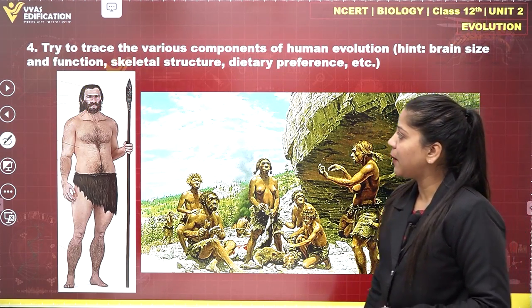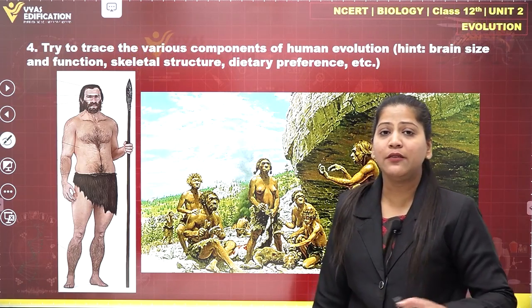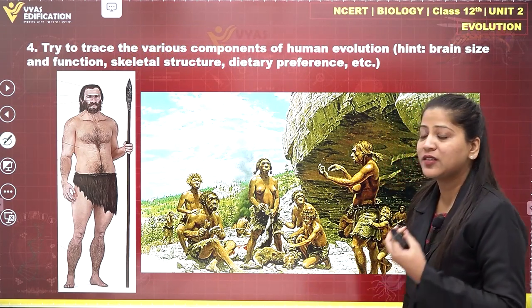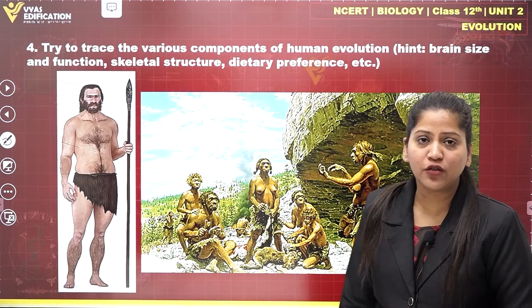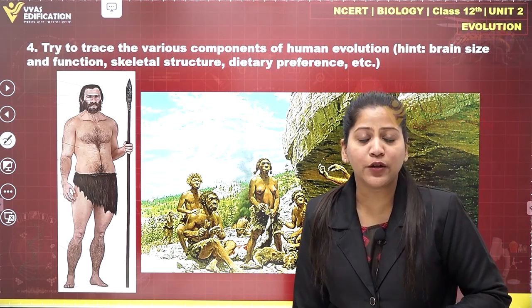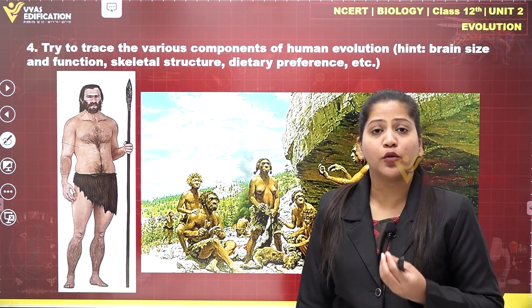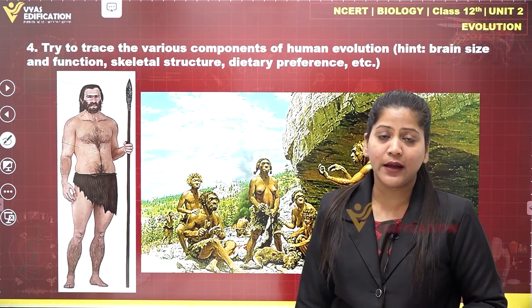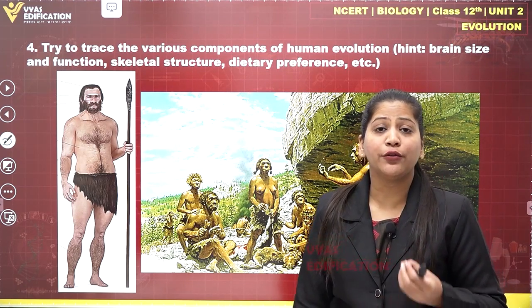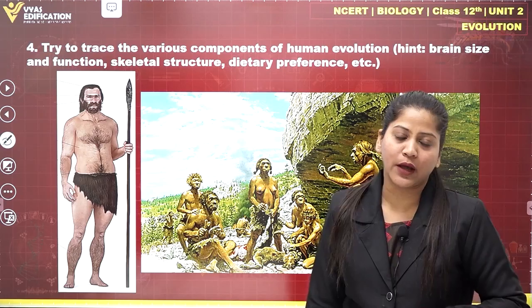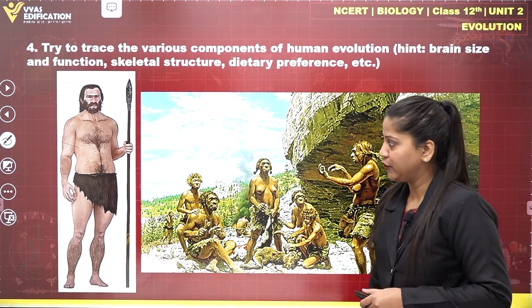Now we'll be talking about the human evolution, and we'll be talking about the skeletal structure of each of the organisms in the human population, and we'll be talking about the brain capacity of each of them, and we are going to talk about the food preference of each of the organisms in the human population, right?